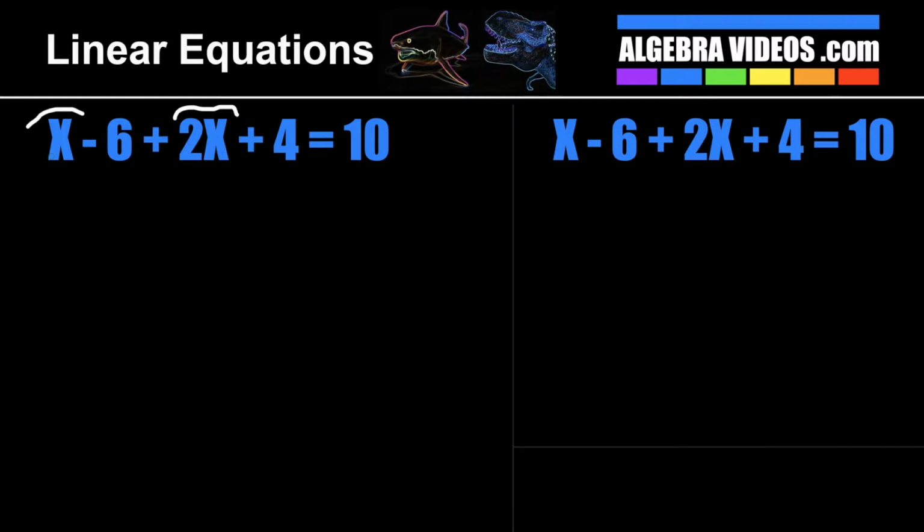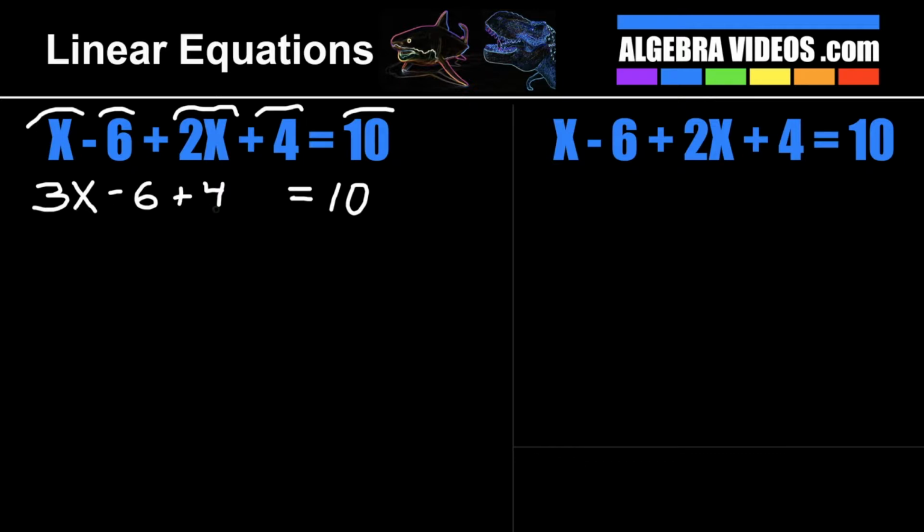So in this case, x and 2x are very similar terms. They can be combined. x plus 2x is 3x. The first thing I want to do here is combine those terms. x plus 2x is 3x. And then I'll write all the other terms the same. Here's a minus 6, so I'll put that down. And here's a plus 4, so I'll write a plus 4. And then on the right side, we have a 10. So I'm just bringing that down, rewriting it, 10.